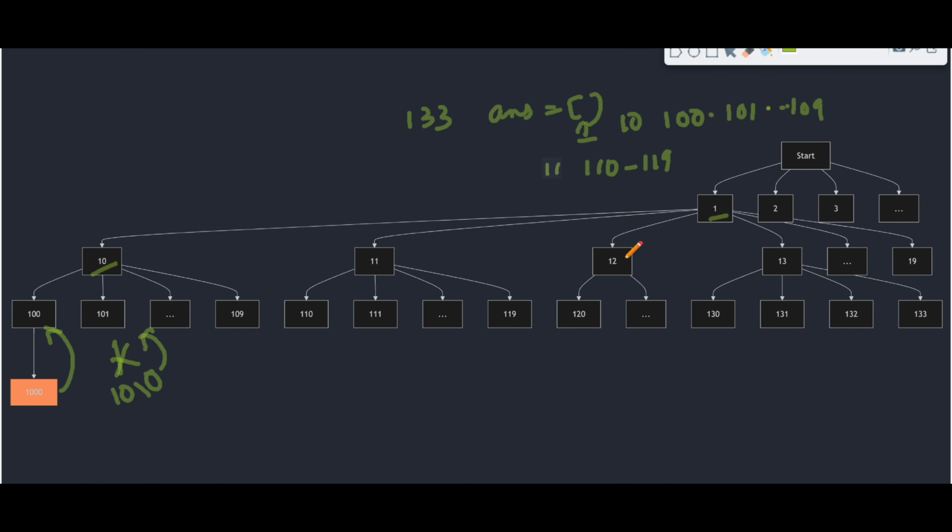From there we come to 12, add 12 to the answer. And then we go deeper and add all the numbers starting from 12 to the answer. So it will be 120 to 129.